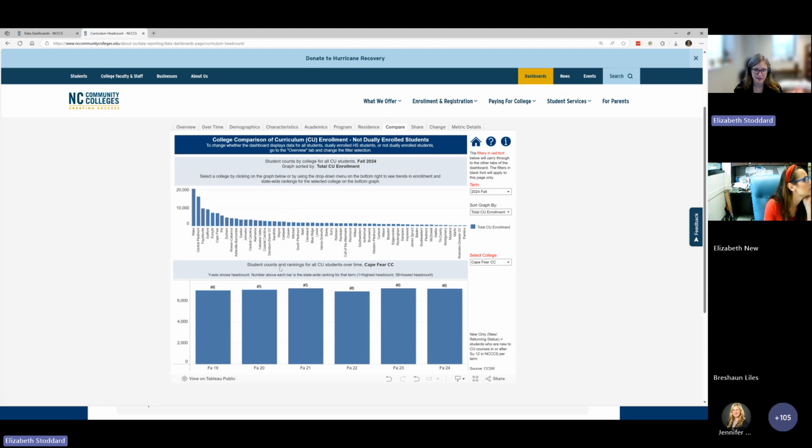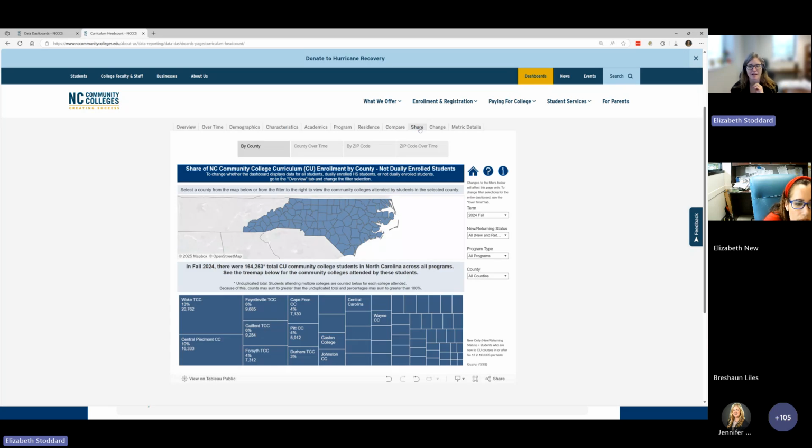A cool thing here is that on this bottom part of the graph, you can see where your selected college falls in the ranking across all these fall terms. So between fall 19 and fall 24, Cape Fear was number 5 or number 6 statewide in terms of their total enrollment of curriculum non-dually enrolled students. So that's what this is telling us. This next view, I really like. I really like to show this view and to play with this view.